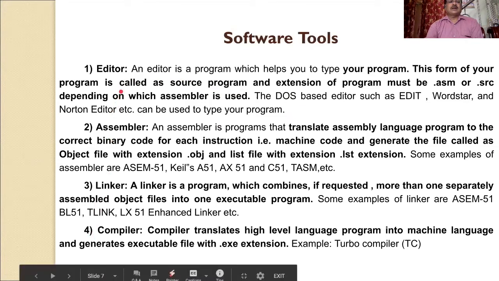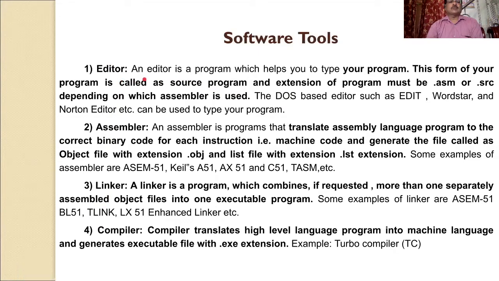Now what is an editor? It provides the facility to write our programs, so that we can type our programs and save them as a .asm file. Once our file is ready, we have to assemble it. The assembler is the software that converts the assembly language program into machine language, and that will generate the .obj file.